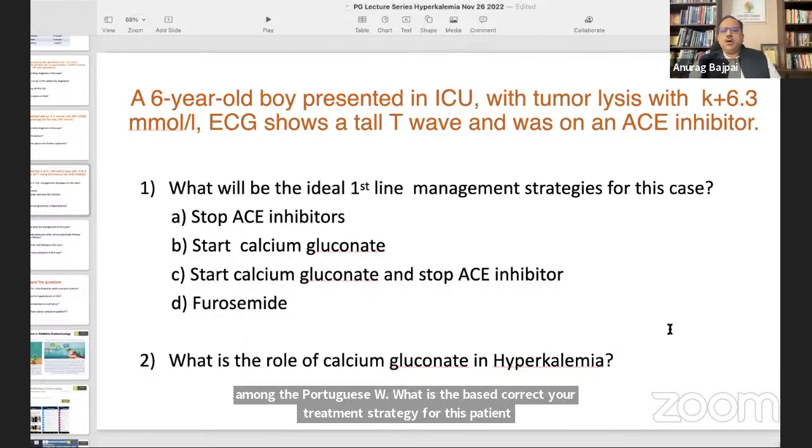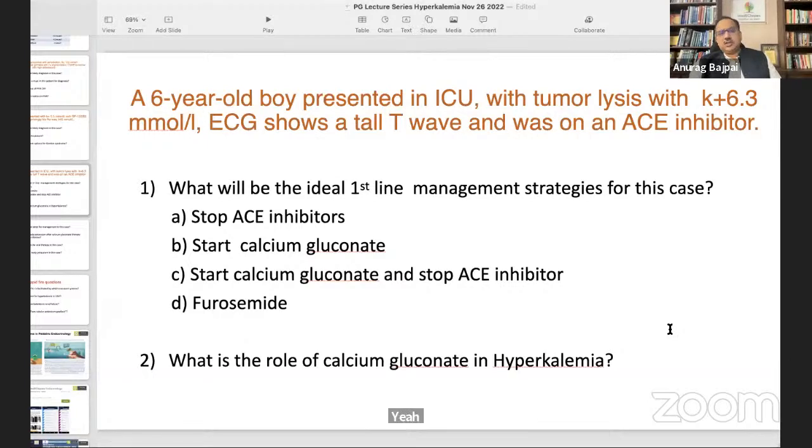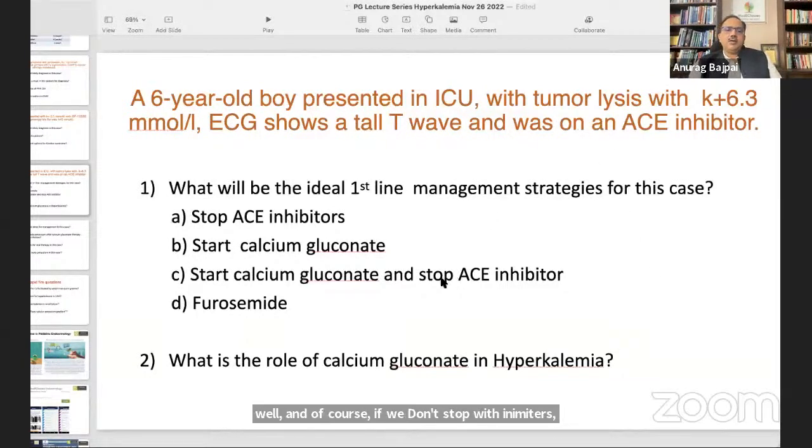You have a child who has a potassium between 6 to 7. There are already ECG changes. You have to give calcium, and you probably have to give other things like sodium bicarbonate and salbutamol as well. And of course, if you don't stop ACE inhibitors, there will be a continuing problem. So Dr. Tolani is absolutely right. We have to start calcium and stop ACE inhibitors.